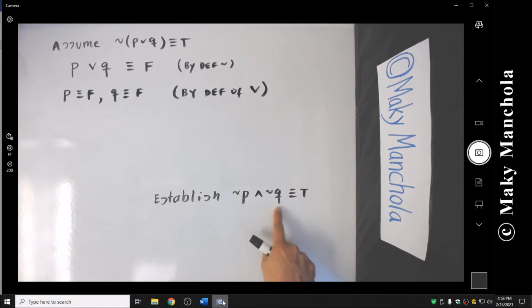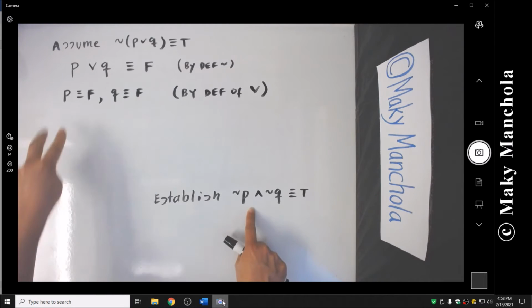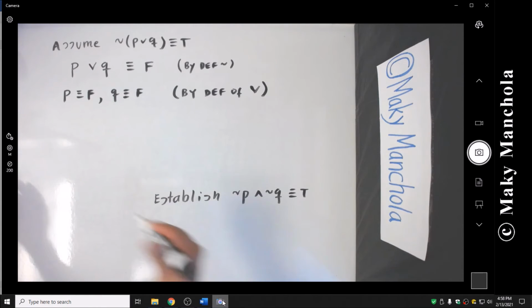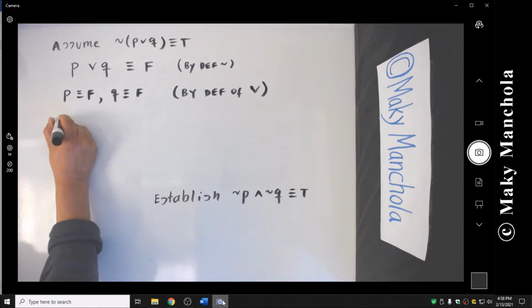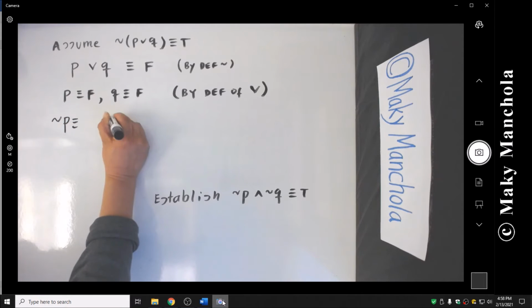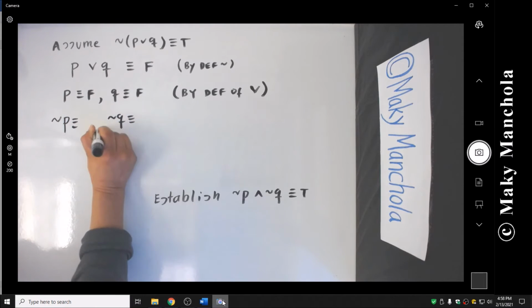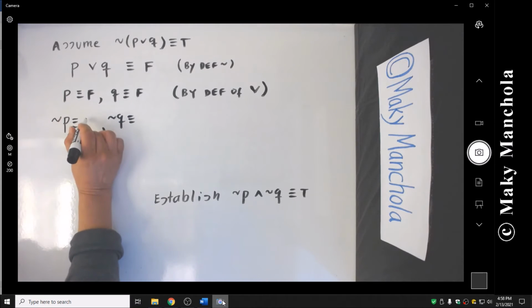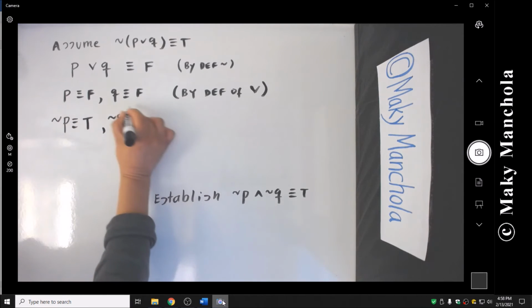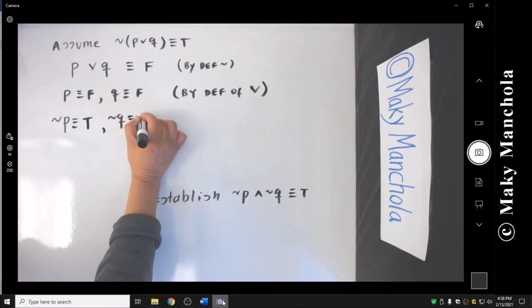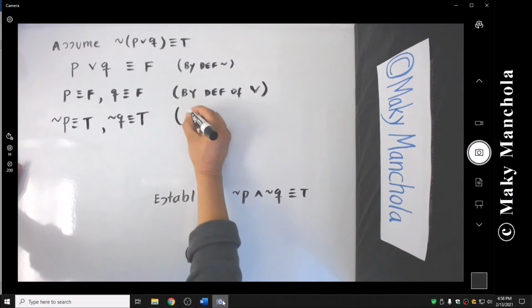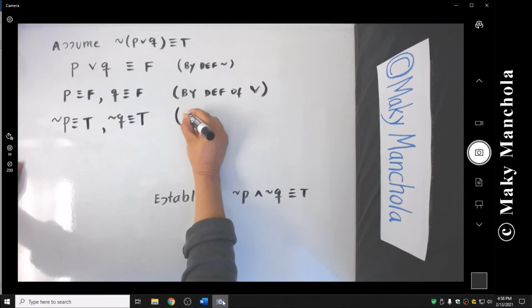Okay, what am I after? I want this statement. So I am going to have to negate P. I am going to have to negate Q. So let's do that. Negation of P, negation Q. Well, we know P is false. When we negate it, we get true. We know Q is false. When we negate it, we get true. So this result follows by definition of negation.